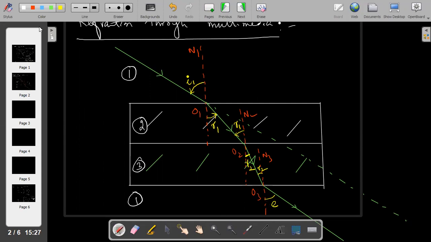और यहीं पे जो lateral shift या lateral displacement आ रहा है, this is the lateral displacement. तो जितने बार रिफ्रैक्शन होगा, जितना ज्यादा मीडियम होगा, उतना lateral displacement भी ज्यादा होगा. Large is the number of multimedia, large is the lateral shift or lateral displacement.